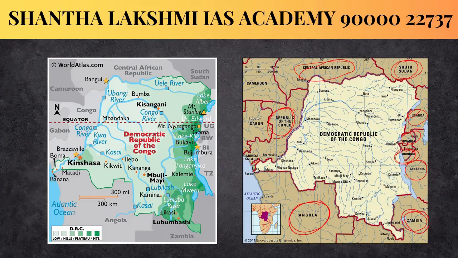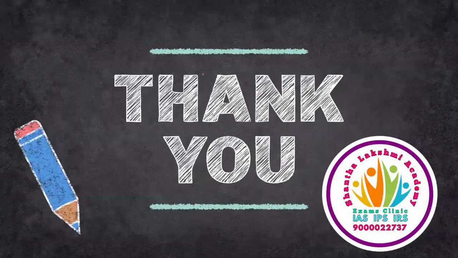And here you can see Congo River, Ubangi River, Kwa River, Kasai River. And these are the tributaries of the Congo. And here it is the equator. And here you can see the lakes. Lake Albert, Lake Edward, Lake Kivu, and Lake Tanganyika, along with Lake Mweru, which are present on the eastern frontier of this DRC. So that's all for today.